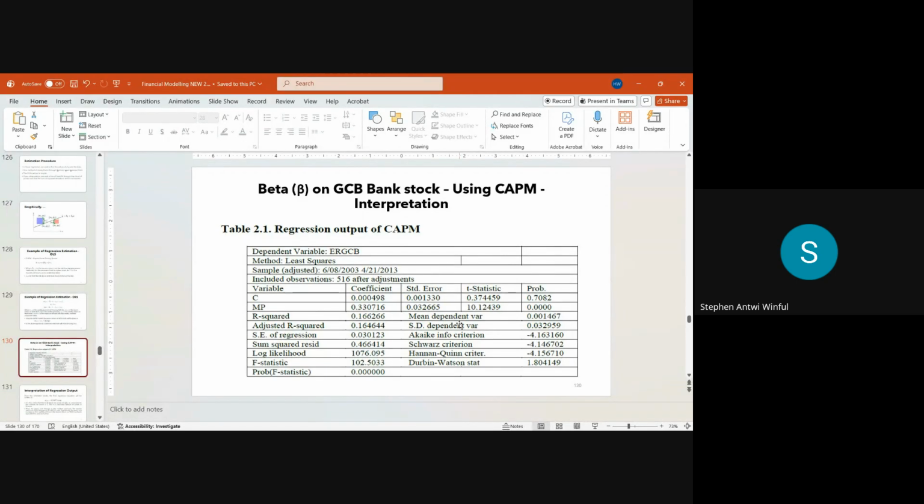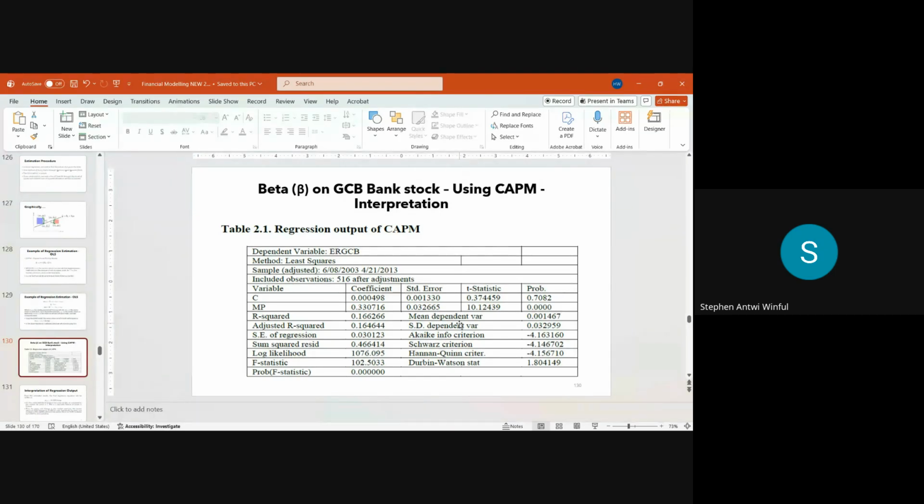So you can see your dependent variable is ERGCB. You're using the least squares method. You have a sample period of 6th June 2003 to 21st April 2018, about a 10-year or so period. Then we have 516 adjusted observations. In other words, if you multiply the time period and the weeks involved, you have 516 observations or data points. That's information for the estimation. The actual things I'm going to use are the C and the MP, the second segment, plus the last segment. That's where we are going to interpret from.